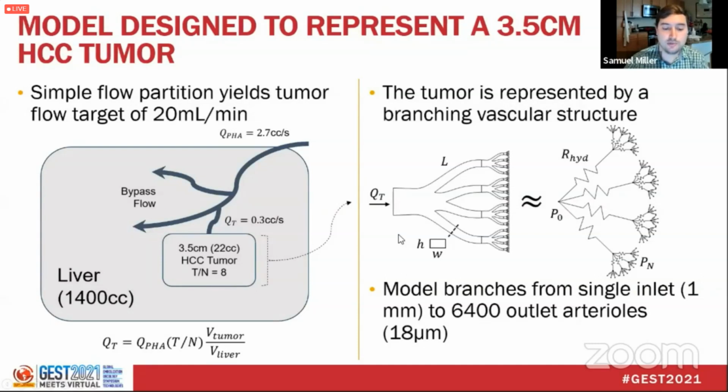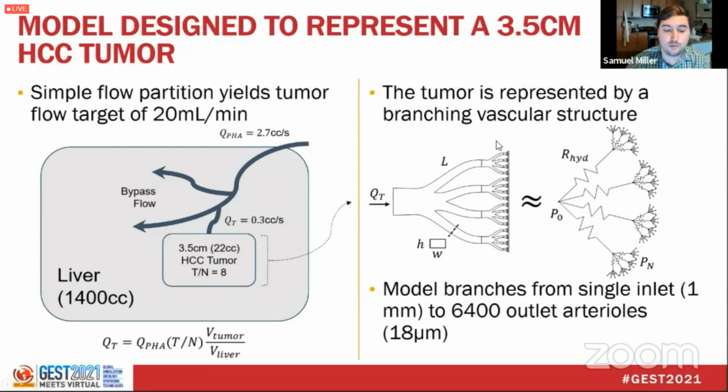This model was designed to represent a 3.5 centimeter tumor in a 1400 cc liver. We used a flow partition to calculate the target tumor flow rate, assuming a proper hepatic arterial flow of 2.7 cc's per second and a tumor to normal ratio of 8. This yielded a target tumor flow rate of 0.3 cc's per second.